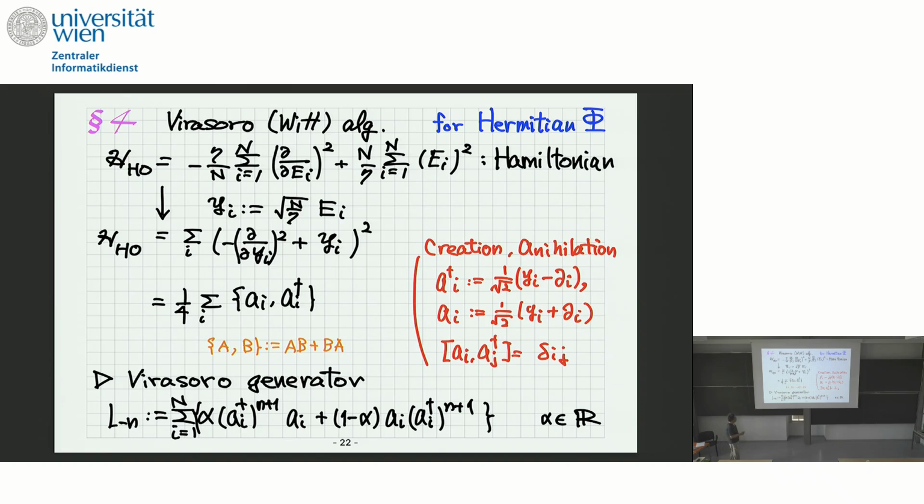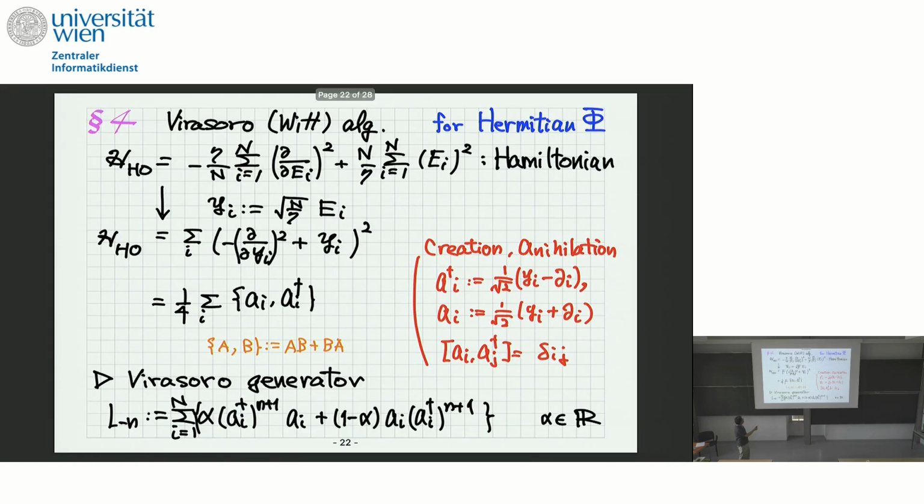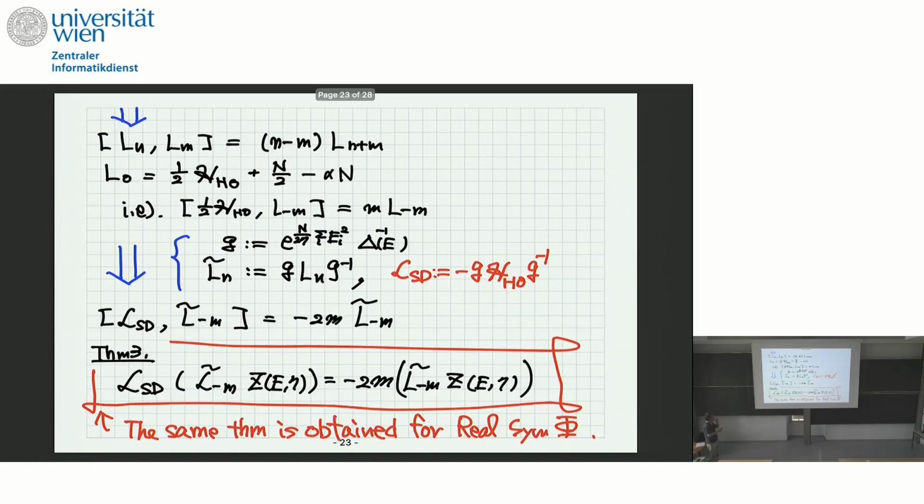In addition, the Hamiltonian, up to the constant term, satisfies such a commutation relation. And the algebra doesn't change under the gauge transformation. That means the Schwinger-Dyson operator also satisfies this equation. We obtain an infinite number of differential equations for the partition function.